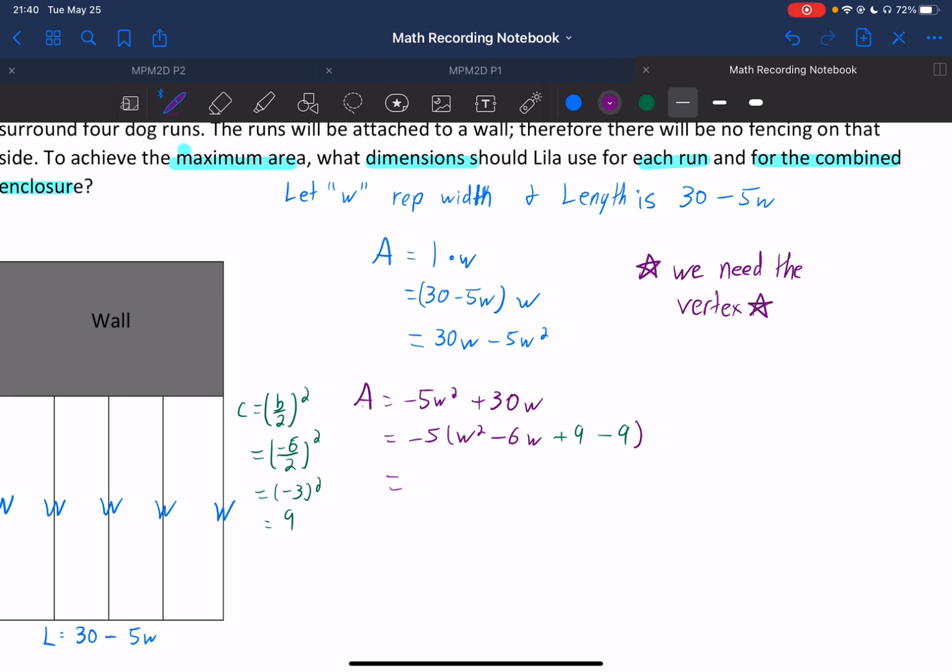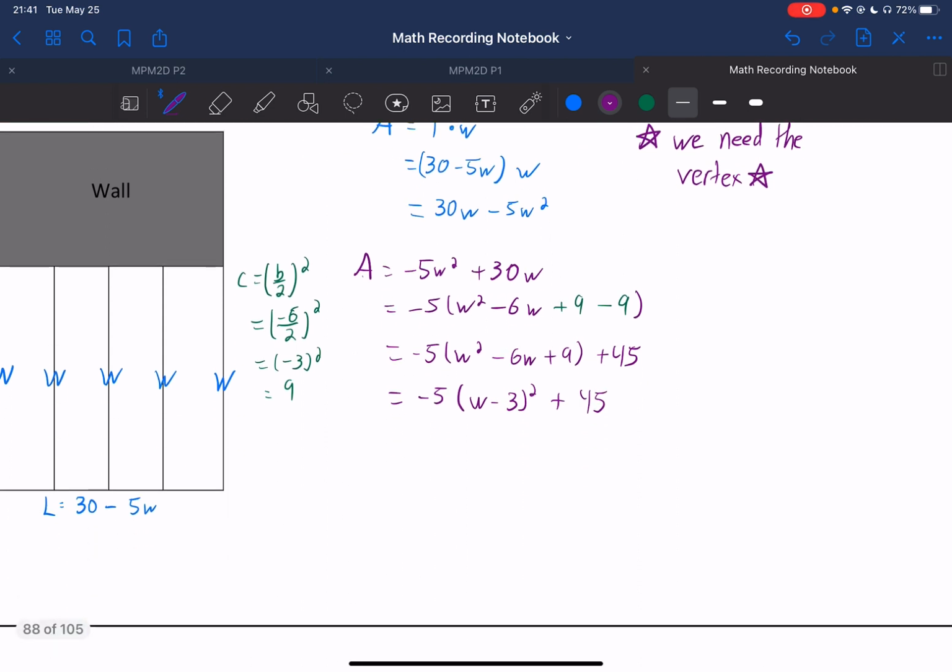All right, now we want the inside here to be a perfect square trinomial. So that means this -9 needs to get out. And as it's getting out, it's going to be multiplied by that -5. So we get -5 bracket W squared minus 6W plus 9. -9 times -5 gives us positive 45. And we end up getting -5 bracket W minus 3 squared plus 45. So that means our vertex is 3 and 45.